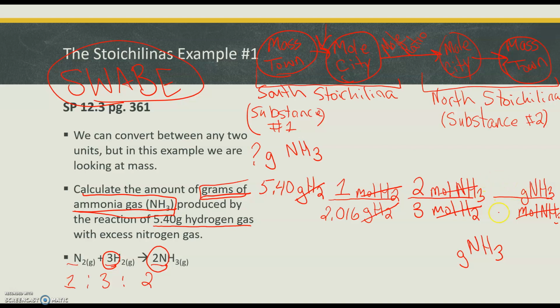Then we come over here to finish out our numbers. We know we have 1 mole because of the mole ratio. Because of our molar mass ratio. And on the top, we use the molar mass of ammonia, which is 17.034.